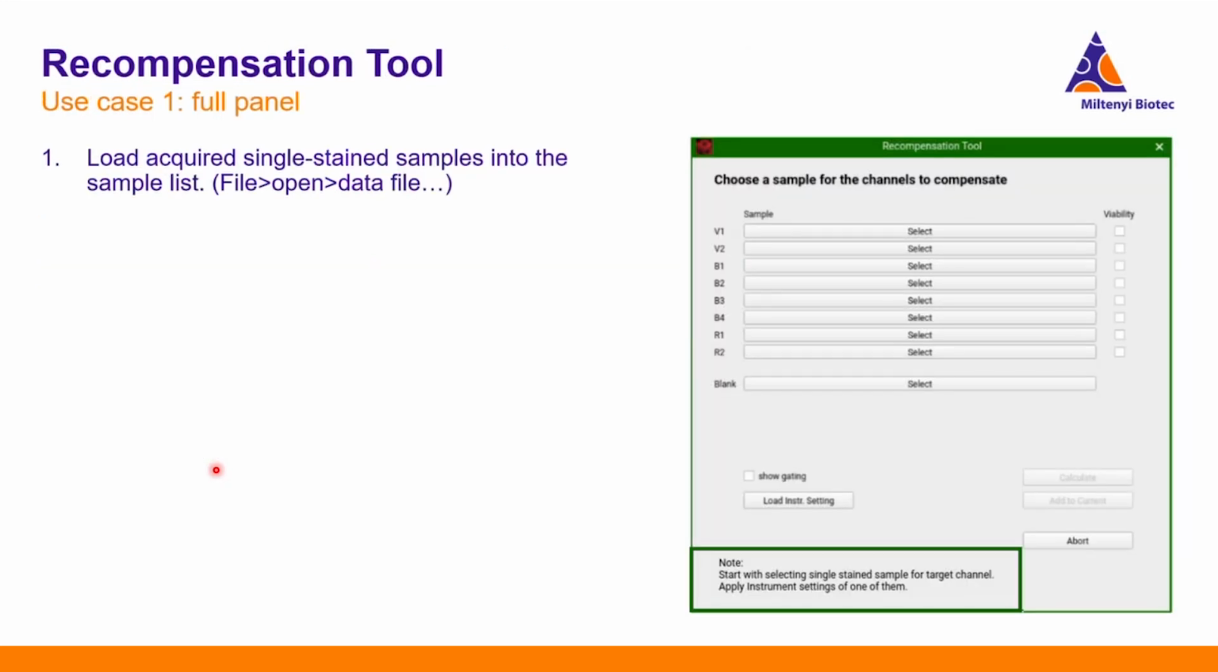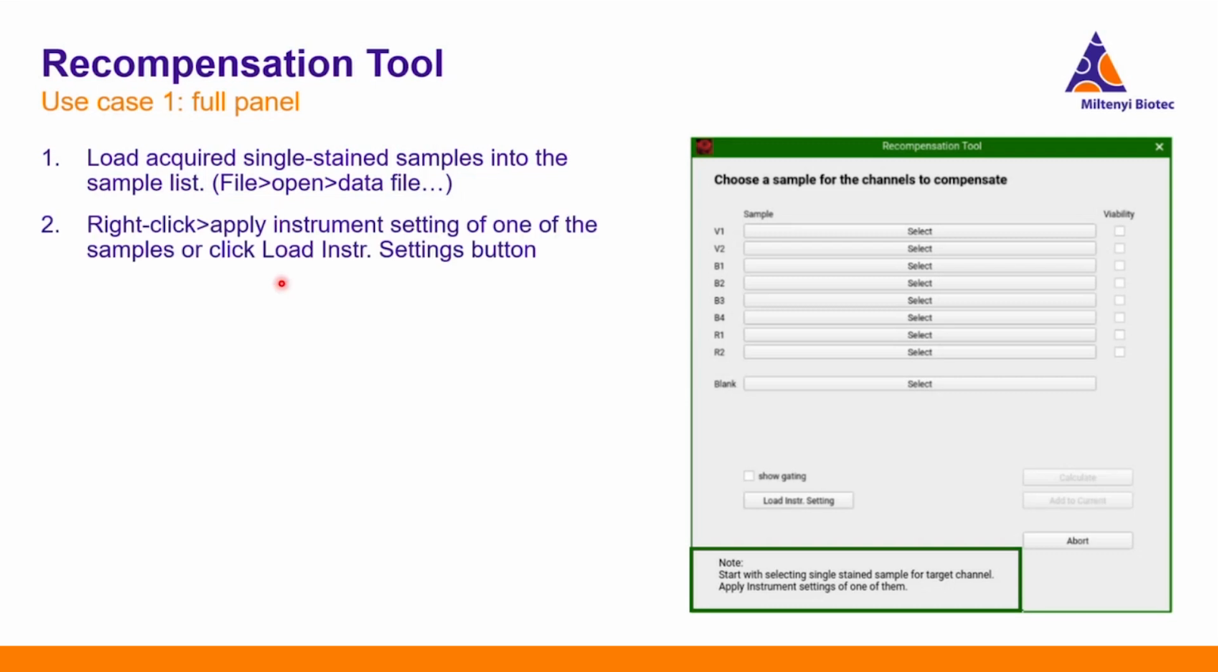And for use case 1, I have a full panel. I acquired all the data files, and now I want to do it afterwards. You go to the tool, so Tools, Recompensation tool, and then you need to load the data files into the sample list if they are not there yet. So File, Open Data File, and you select all the single stains you want to use. And then you need to apply the instrument setting of the data files in your sample list. And the easiest way, I think, is you do a right-click, Apply Instrument Setting to one of the files. Or you can also click here on Load Instrument Setting, and then you can navigate to the instrument setting that should be used.